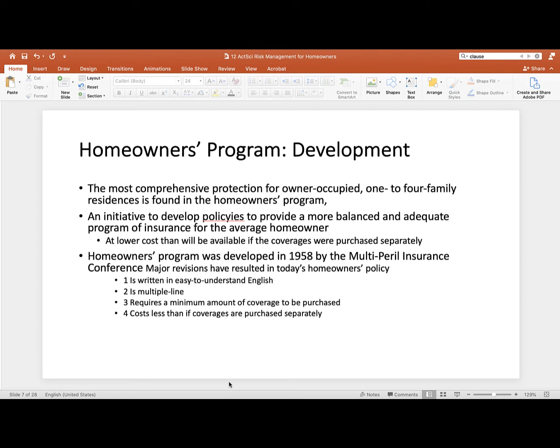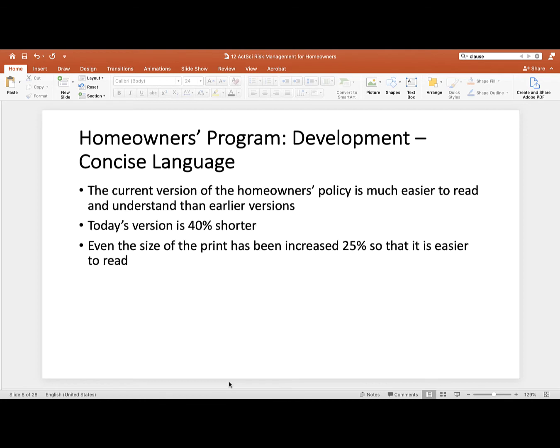So the language of the previous policies would seem to be kind of difficult, so they tried to improve on the language. They also made the policies' wording shorter, and if you see them now, they look really long, so I can only imagine how long they were before. They've also increased the font size by 25% because people couldn't even see what those policies had written on them.